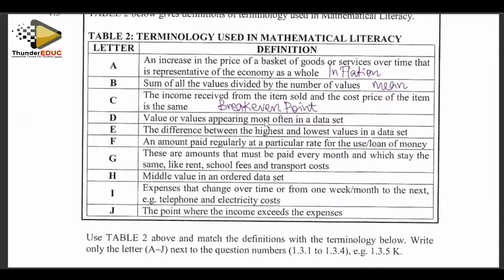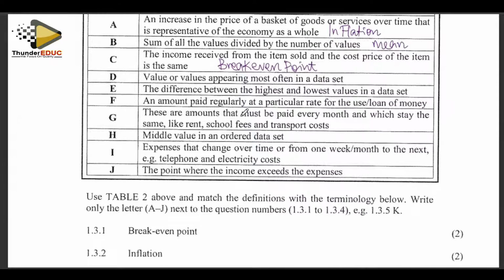Then we come to value. Value appearing most, data handling. This is mode. Then the difference between the highest and the lowest, still data handling. This is range. An amount paid regularly at a particular rate, for the use or loan of money, this could be the installment. You can call it installment or monthly payment, usually monthly, but it's an installment.